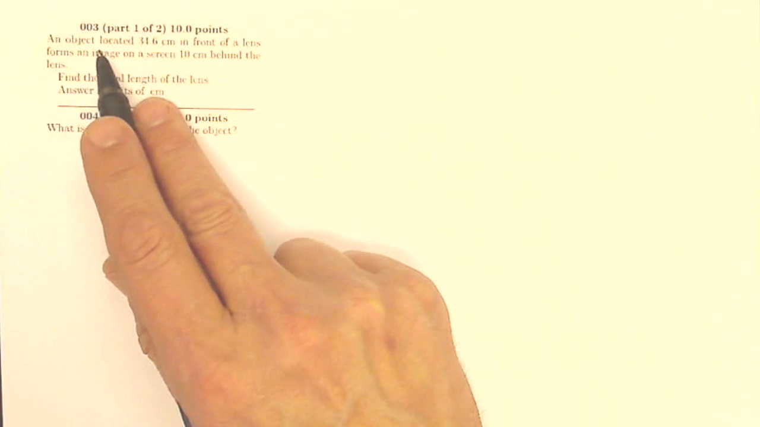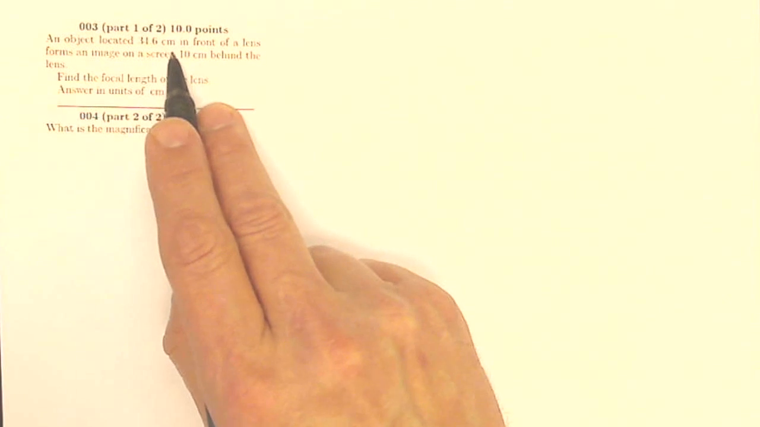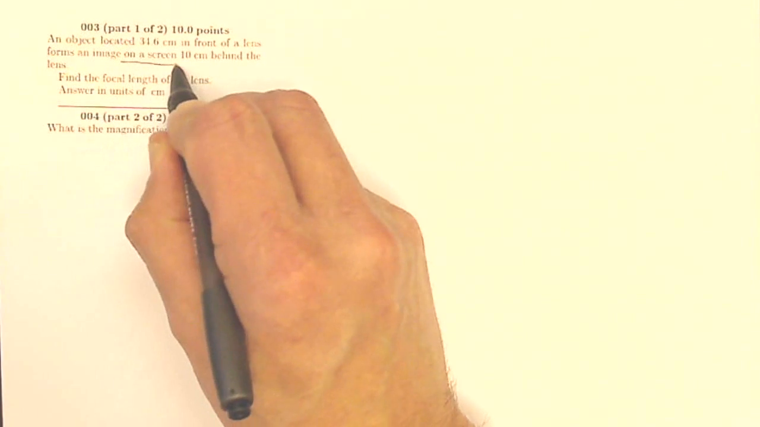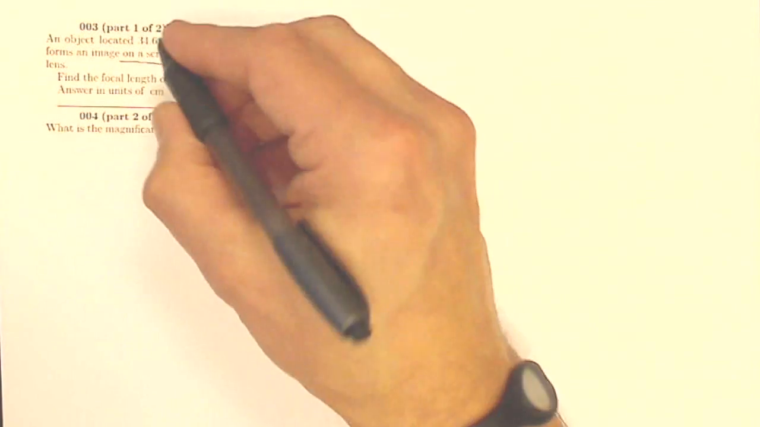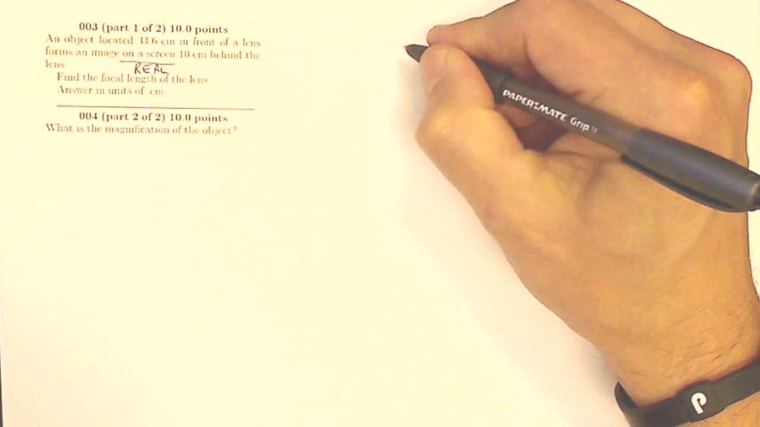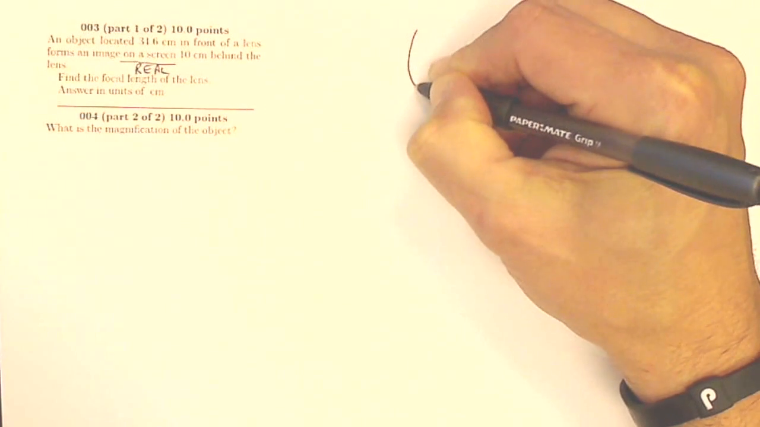This is Physics Homework 25, questions number 3 and 4. Question 3 says, an object located 34.6 centimeters in front of a lens forms an image on a screen 10 centimeters behind the lens. Well, if I see an image on the screen, that's telling me that that is a real image. So I can think that the only type of lens that's going to make a real image is one of these.